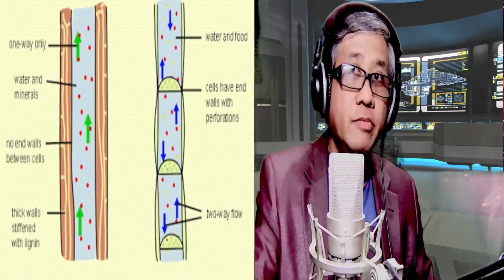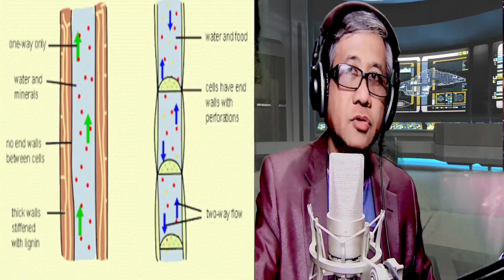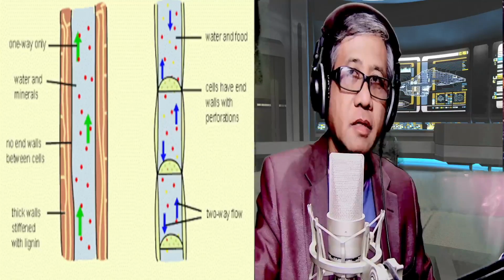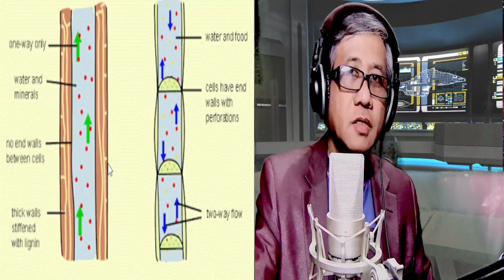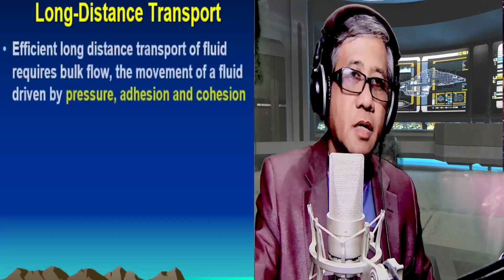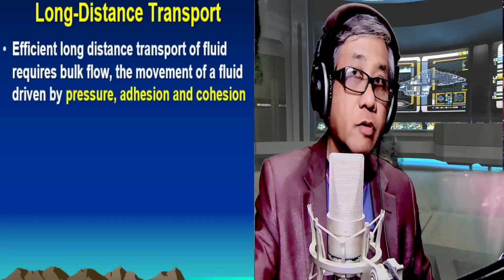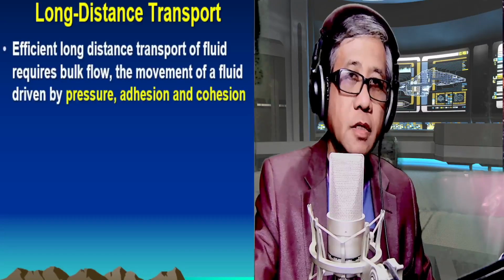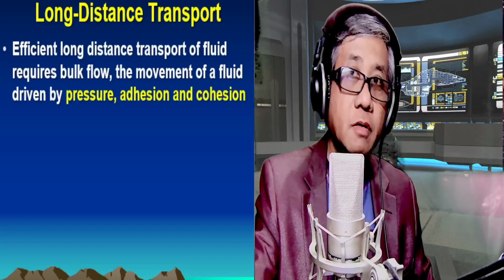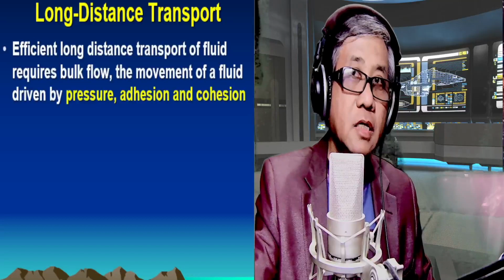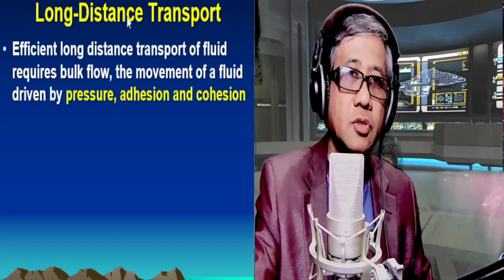Alright, so I hope everything is clear about the functions of the xylem and the phloem. At this point, let us now continue. Let us now study long-distance transport. Efficient long-distance transport of fluid requires bulk flow, the movement of a fluid that is driven by factors such as pressure, adhesion, and cohesion.